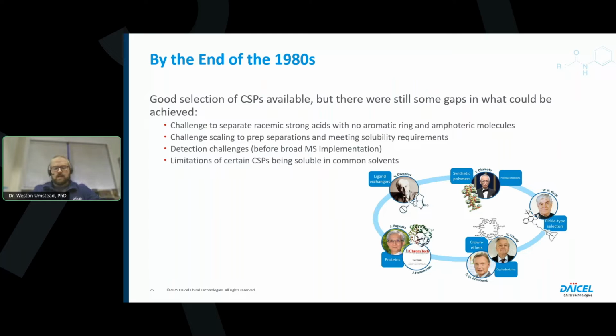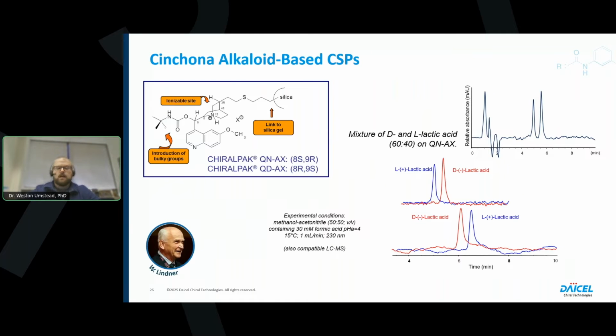So as we moved into the 90s and then into the early 2000s, we had gentlemen like Wolfgang Lindner, who developed the alkaloid-based chiral stationary phases to address, in this case, the strong acid problem. Here you've got a quinine or quinidine-based alkaloid selector, which can separate really well things like free chiral acids, lactic acid, or protected amino acids, FMOC-protected amino acids, or chiral sulfonic or phosphoric acids, all with mass spec compatible mobile phases as well. So solving two problems at once with these alkaloid-based phases.